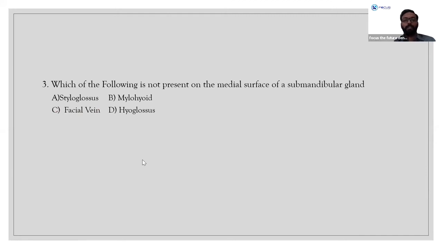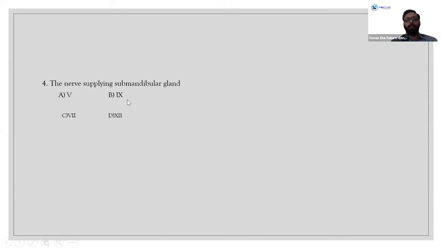Which of the following is not present on the medial surface of the submandibular gland? Medial surface. Yes, very good. Just see how simple the questions are now. When you know the picture, the questions are very simple. Nerve supplying submandibular gland.